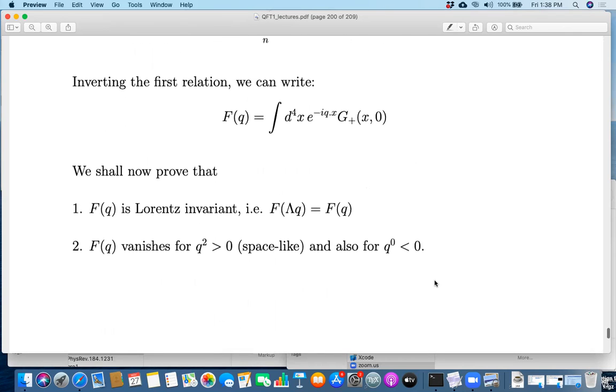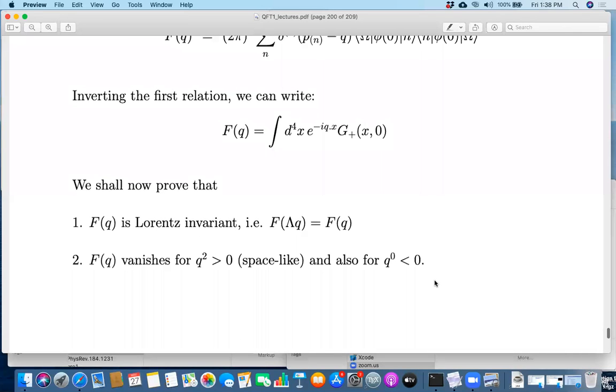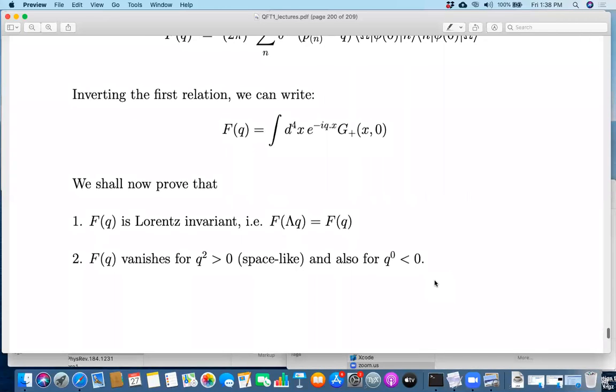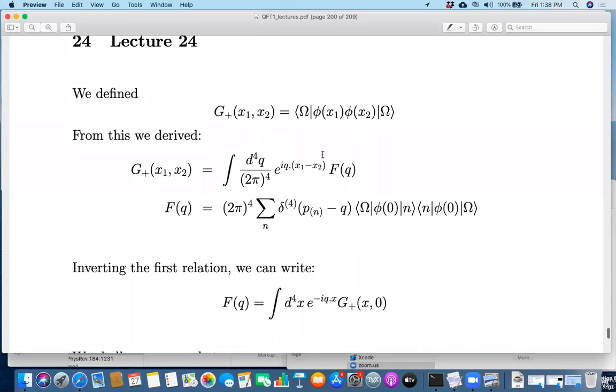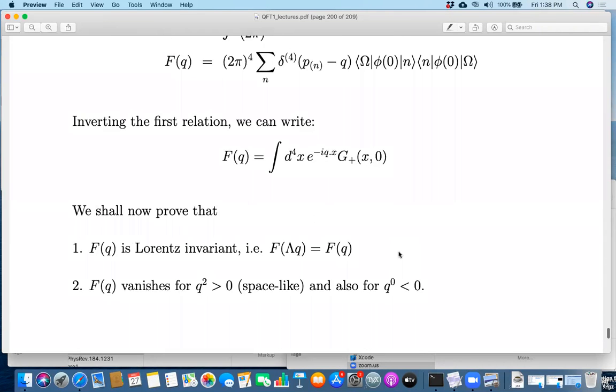Sir? Yes, go ahead, please. Q is the conjugate variable of x. Well, q is just a variable that you introduced. You can say it's a Fourier transform variable of g plus. Yes, so if there are conditions on q that q is space-like, it should be x1 and x2 that are space-like, right? How can the Fourier transform variable be space-like? Well, space-like basically means q square is positive. That's what we mean by a space-like vector.